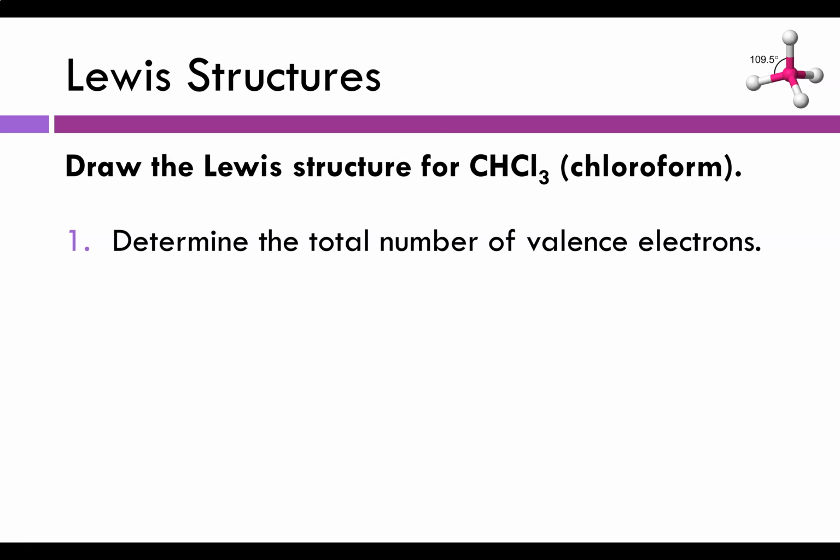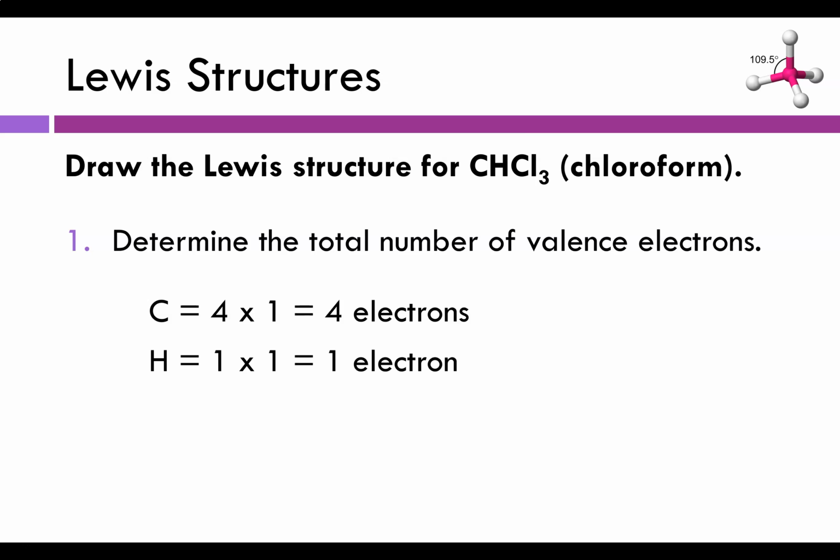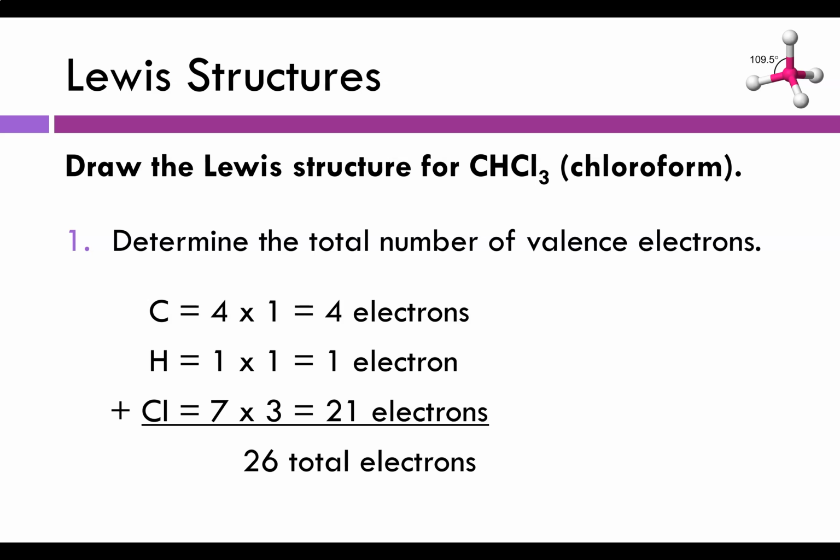First order of business is to determine the total number of valence electrons we have to play with. This is a step that students tend to skip, and you can make really careless mistakes by not quickly tallying up how many valence electrons you have. The math is not difficult, but it is important. I've got 1 carbon atom, and I know carbon has 4 valence electrons. I've got a hydrogen with 1 valence electron, for a total of 1 electron from hydrogen. And then I've got 3 chlorine atoms, each with 7 valence electrons. So 7 times 3 gives me 21. I add those up. I've got 26 total electrons to account for in my Lewis structure.